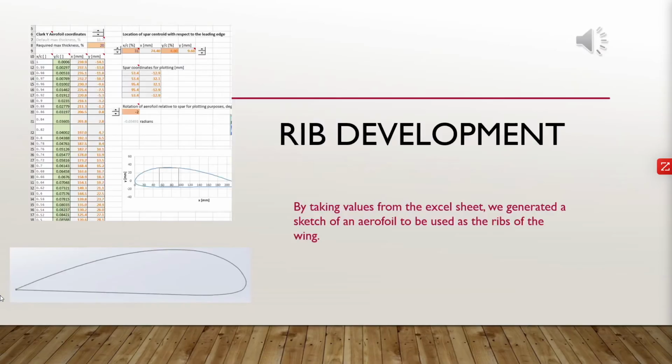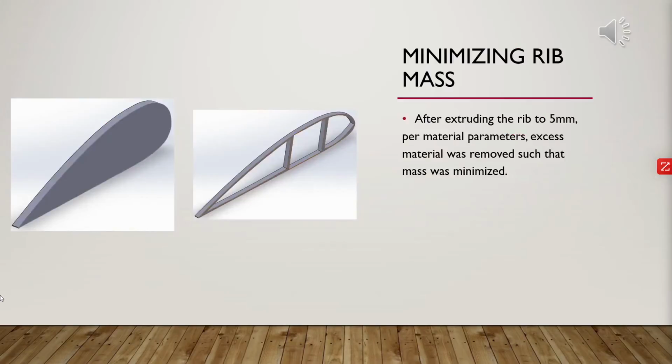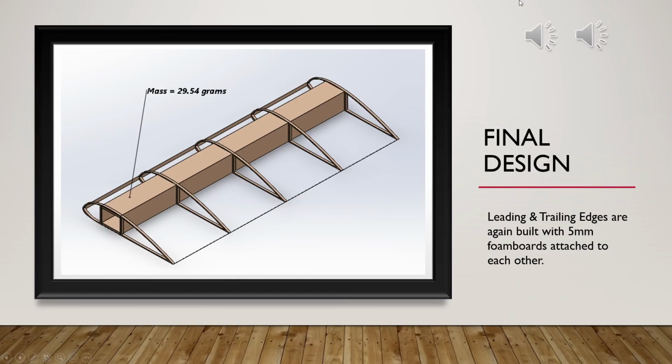Using the Excel tool, we generated a sketch of the aerofoil to be used for the rib. As mentioned earlier, the ribs only existed to shape the skin, so all areas that weren't in the outlying areas were removed. Our calculations suggested that we needed a minimum of 5 ribs, but we offset them slightly so that the leading and trailing edges could still be composed of 5 millimeter layers. Then we put together our final assembly, including the leading and trailing edges.